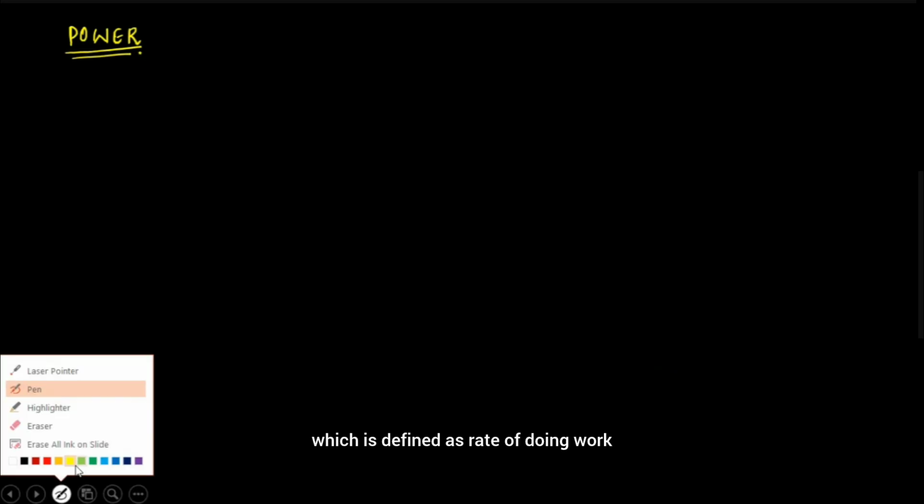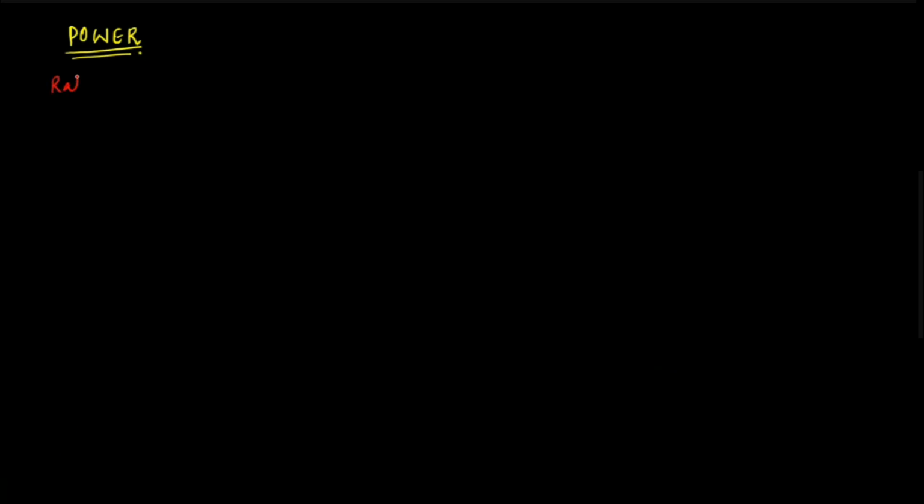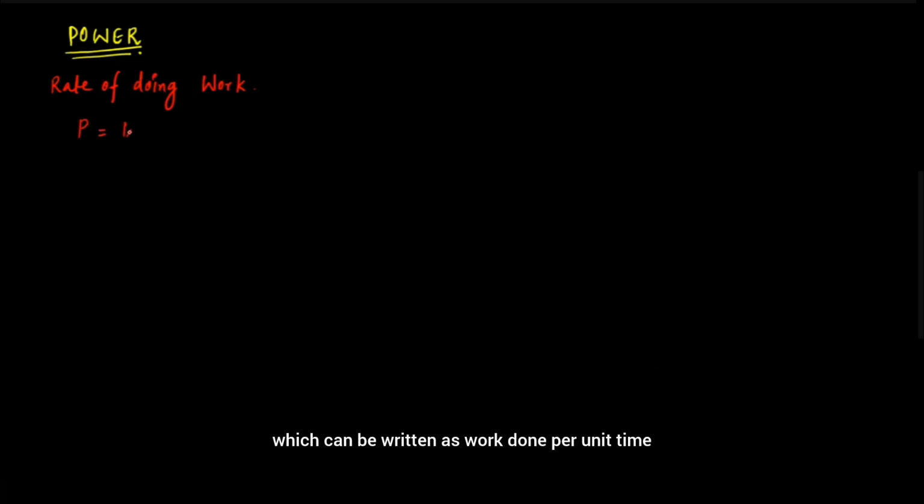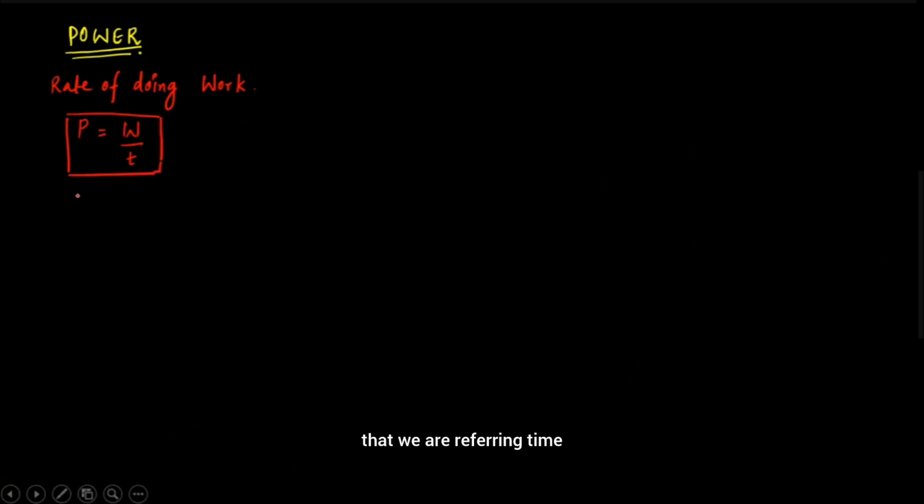So power is something which is defined as the rate of doing work. Like with what rate work is going to be done. It's something which defines power. So it can be written as work done per unit time. Whenever there is the word rate in any definition, it means that we are referring to time, that how much time we have consumed to do the same job. So this is defining average power. Whenever we are supposed to calculate the average power, it is going to be work done per unit time.